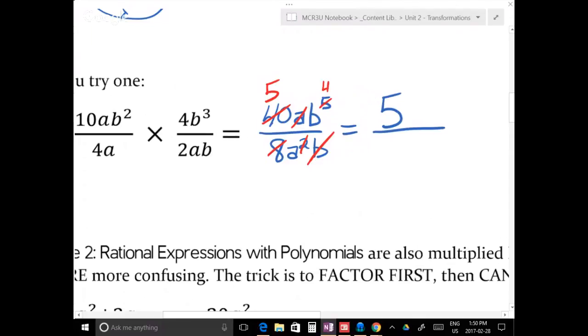So I would have B to the fourth left on the top. Do I have any A's left on the top? No. But I do have a single A on the bottom.